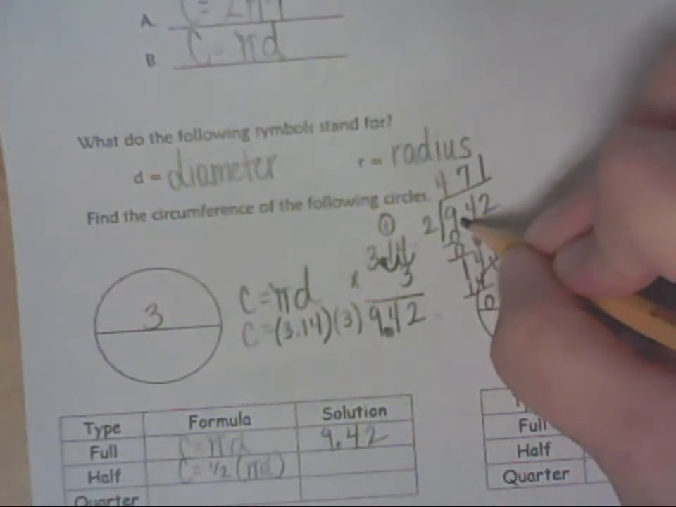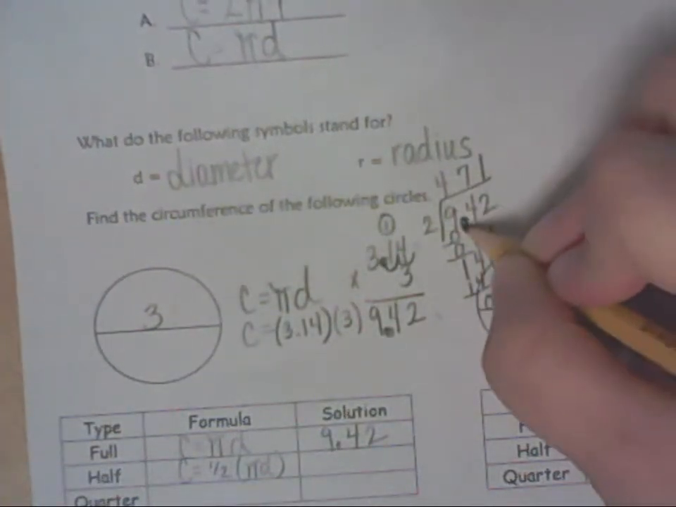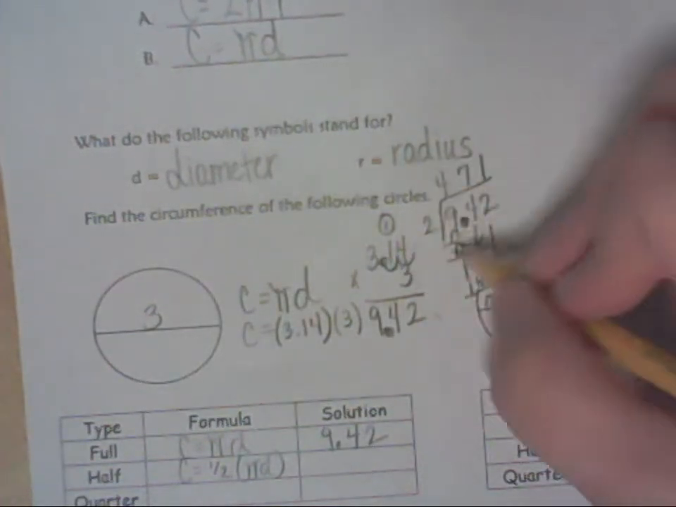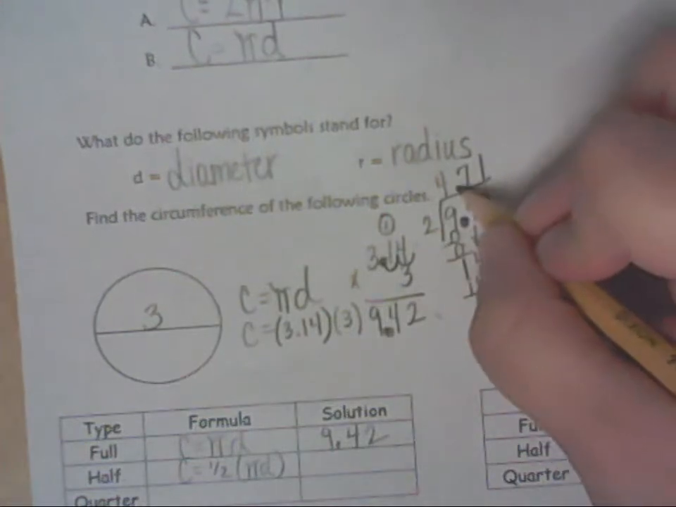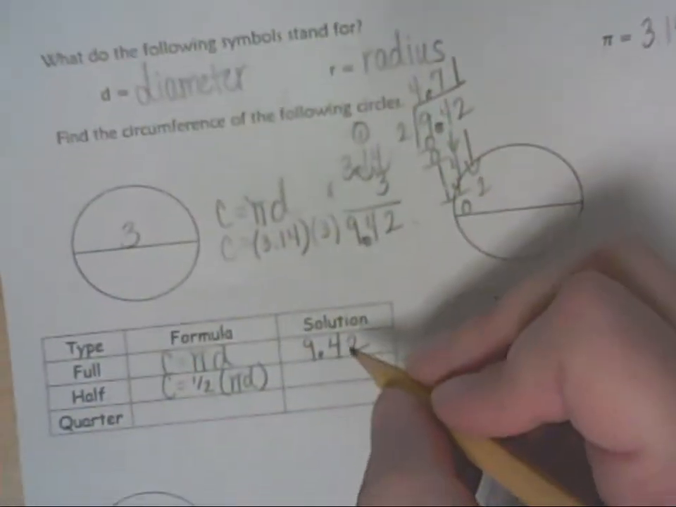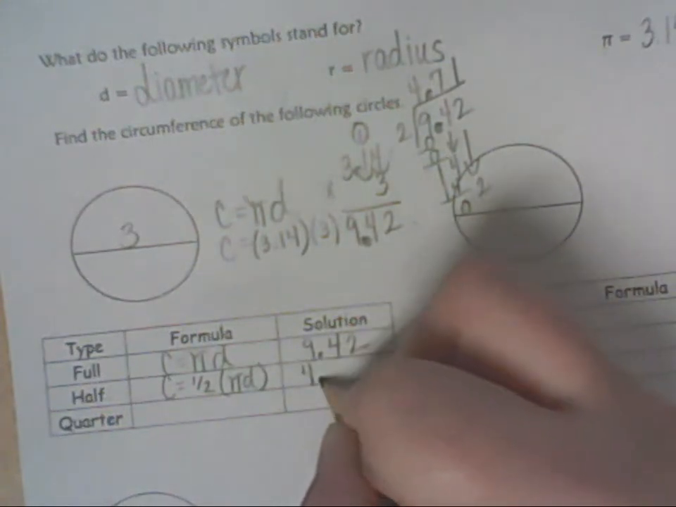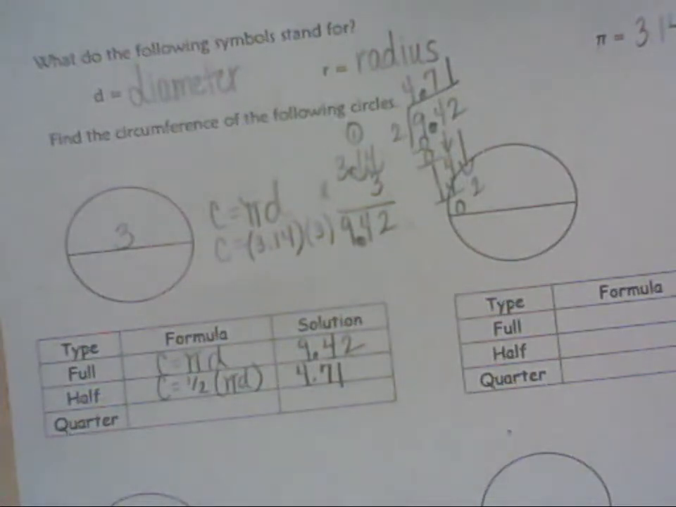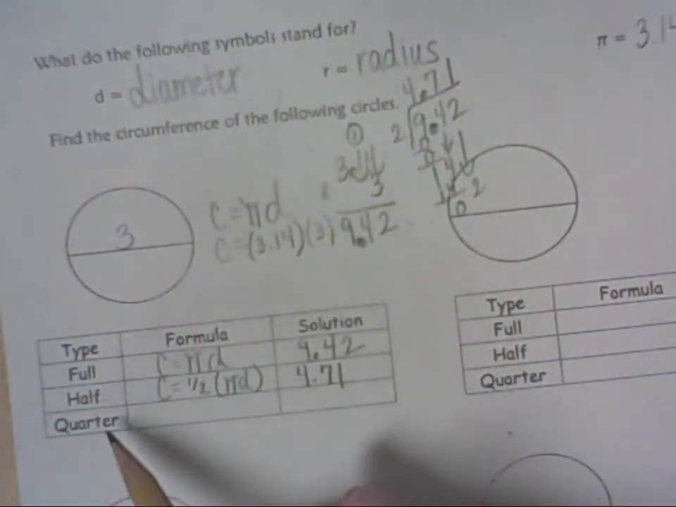Now be careful, students. On dividing decimals, we're just going to bring that decimal straight up. That's why it's very important to be neat. Bring that decimal straight up. Boom. That's where it lands. So our answer is 4 71/100.